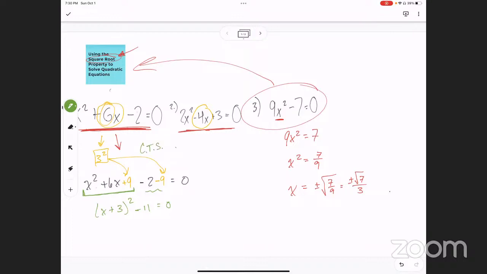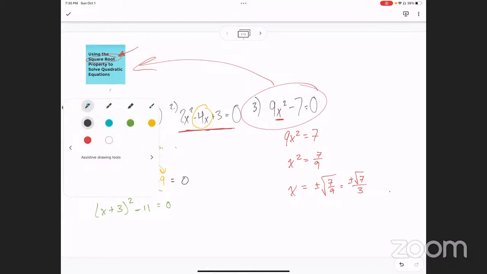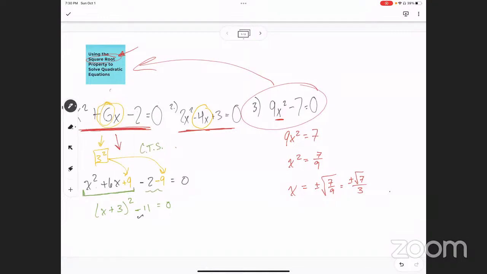Okay. And why would I want to do that? Well, now I can solve this for x by getting rid of 11. Now what do I do? Would you do the square root? That's right. Good job. You'd have to do the square root now. Don't forget the plus or minus.